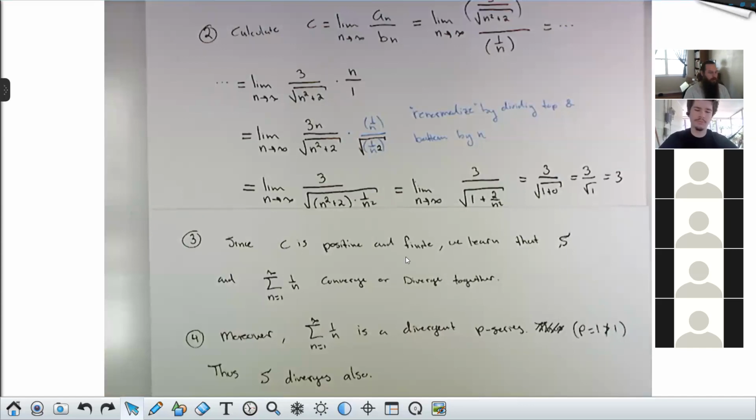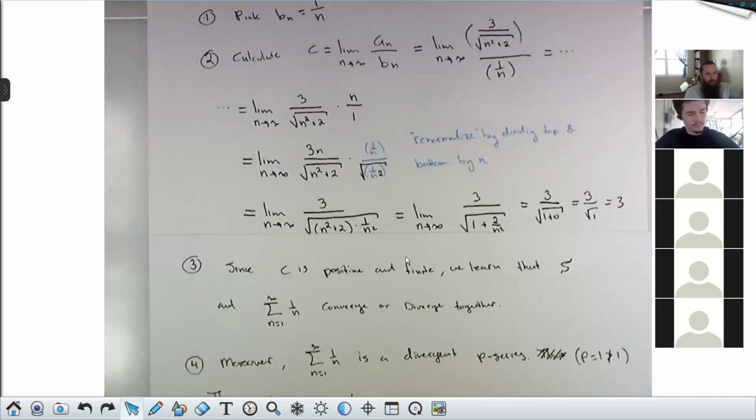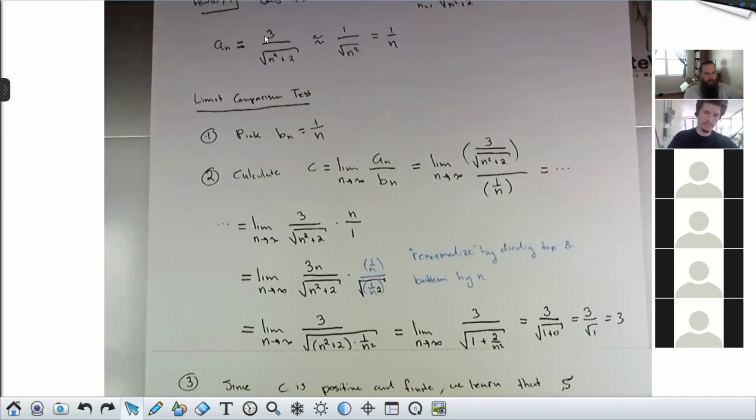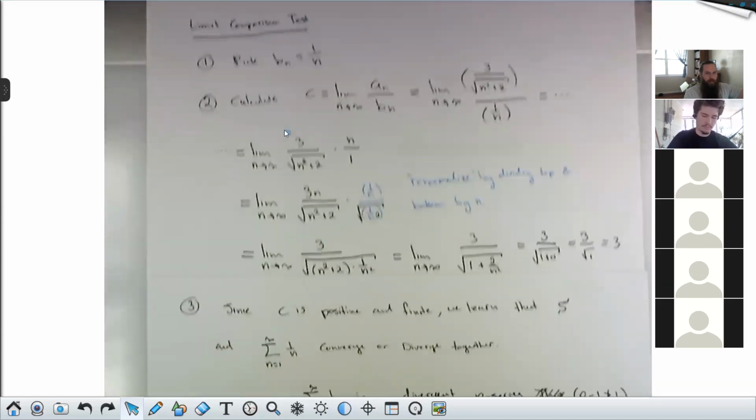So this is the sort of structure of any limit comparison problem. First, you have to choose your BNs, and that's usually done with this trick up here where we just ignore all the non-important terms, or the terms that are not the fastest growing. So the top here is a constant. That grows at the speed of 1, just doesn't grow. The bottom is the square root of a quadratic, which means it's growing at about the speed of n. That tells us how to pick our BNs.